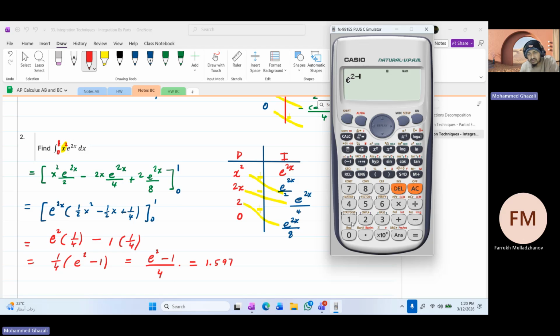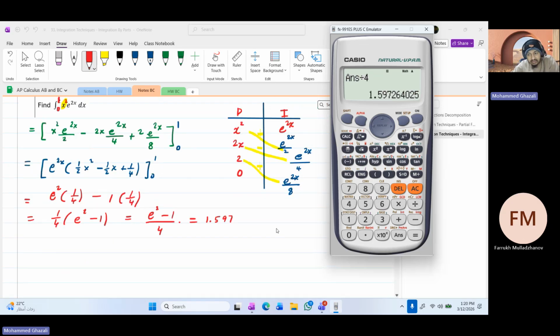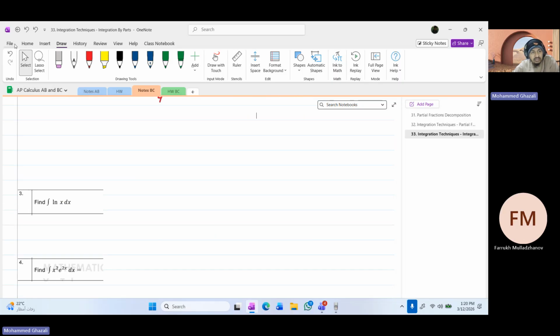E squared minus 1, no, minus 1 at the bottom. Typing it incorrectly. Minus 1, and then divided by 4. Yes, 1.597. Okay, so we are on the right track. Moving on to the next question.